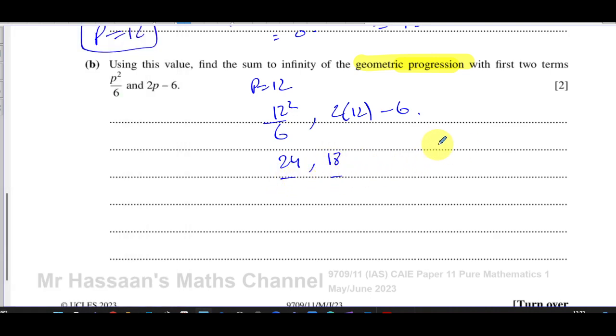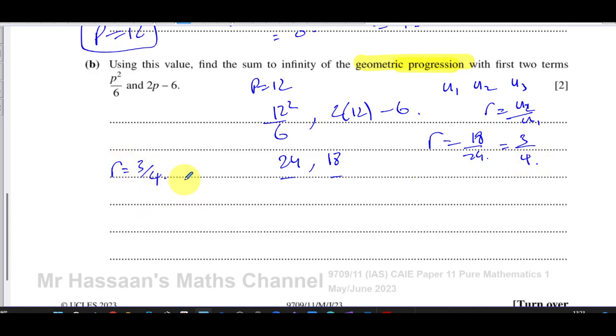Okay, so in a geometric progression, we have a common ratio. So you have U1, U2, U3. The common ratio is when you take a term and divide it by the term before it. So here the first two terms are 24 and 18, so the common ratio is 18 over 24. If you simplify it, 6 goes into both of those. So 18 divided by 6 is 3, and 24 divided by 6 is 4. So the common ratio is 3 over 4.